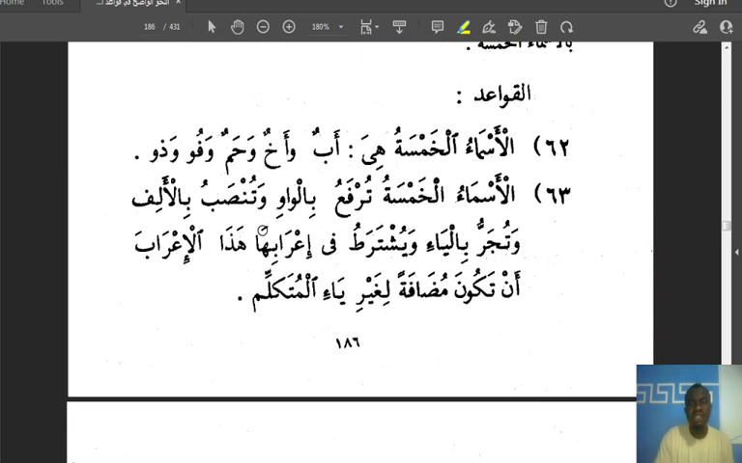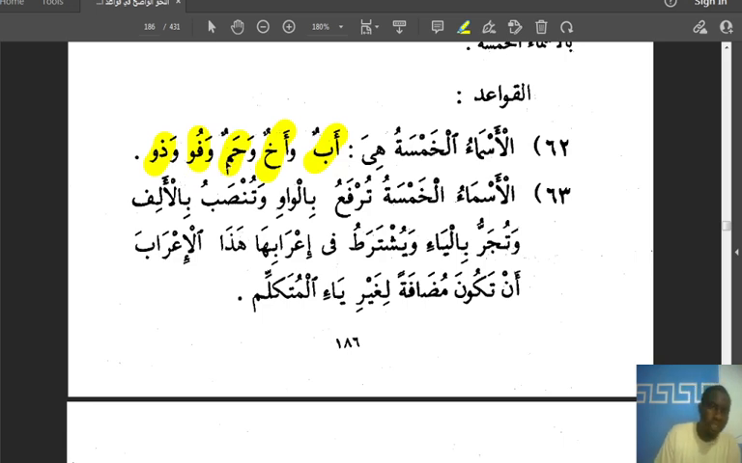Okay. So he says, القاعدة, the asma'ul khamsa are abun, akhun, hamun, fu, dhu. Okay, I think some of them need to be explained here, not all of them. The meanings are: ab is of course clear, a father; akhun, a brother; ham is in-law, more specifically mother-in-law, I think. Ham, but generally in-law, but more specifically mother-in-law. Okay, so it says hamuka, ra'aytu hamaka, zahabtu ila hamika.